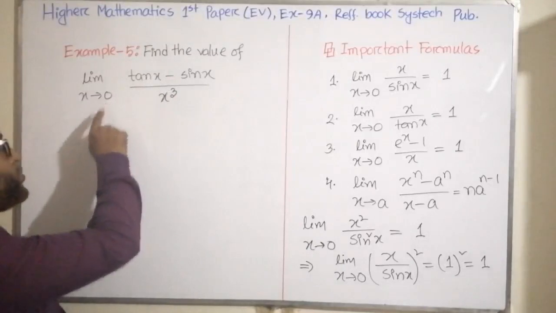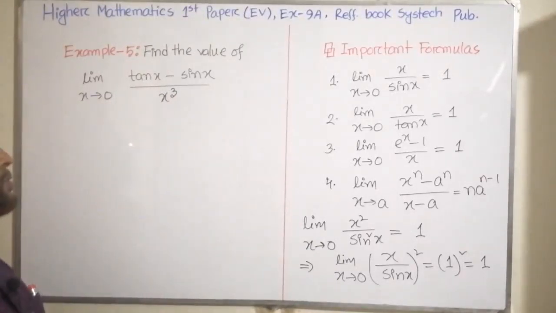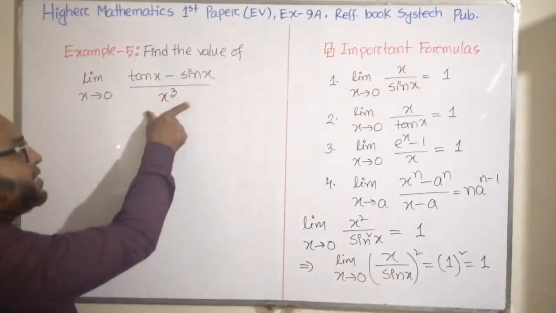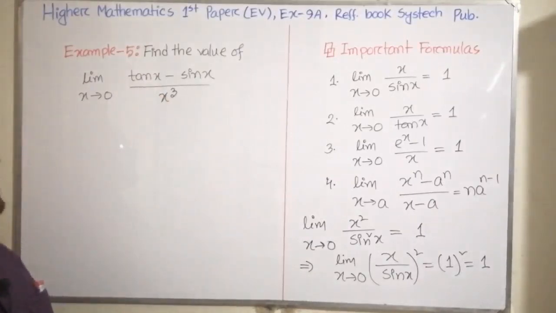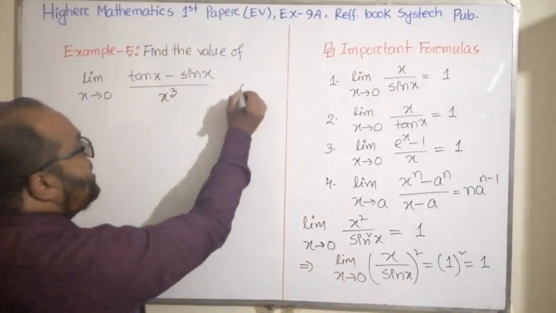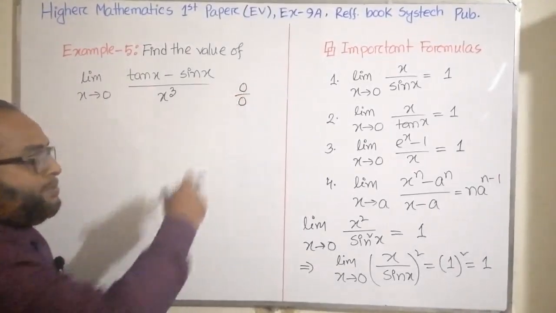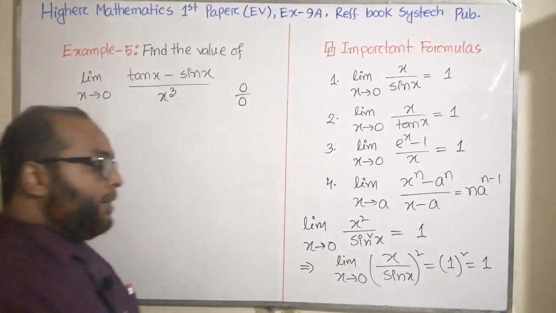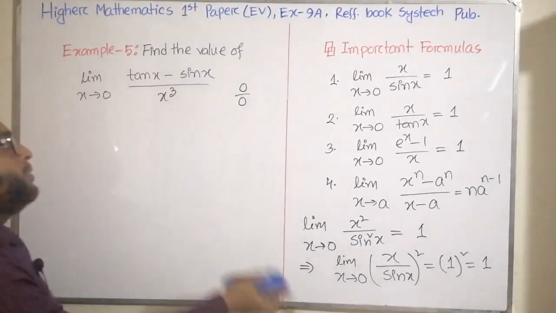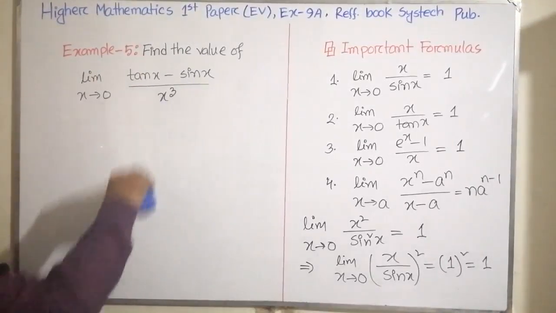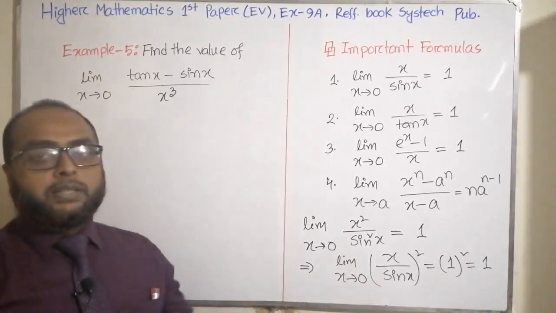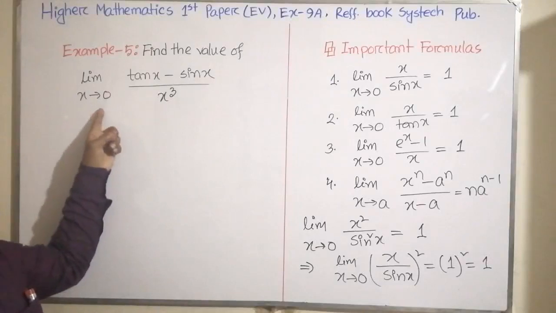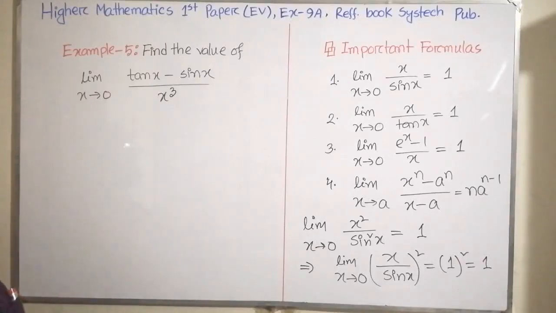Here x tends to 0. If we put x equal to 0 in the numerator and denominator, in this function at first we will get 0 by 0, that means this is an undefined form. And now at first we have to simplify this function and then we will put the limiting value of x in the function.